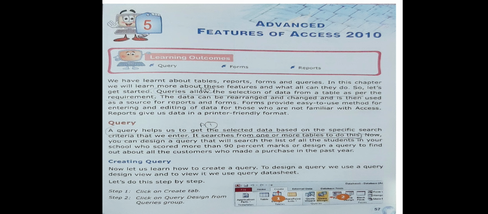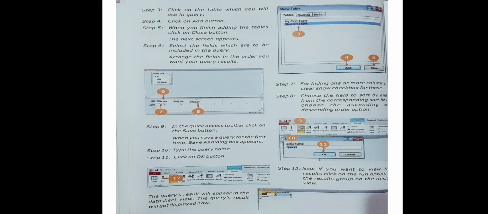Now creating a query. How do we create a query? Steps are given here. You have to click on the Create tab. Then you have to go to Query Design from the Queries group. The next third step is click on the table which you want to use in the query. Then we have to click on the Add button. You can see in the figure also given on the right side. When you finish adding the tables, click on the Close button.